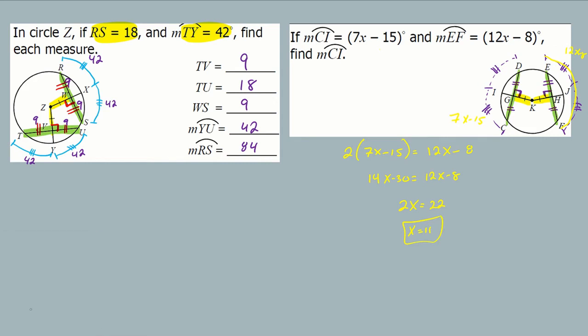Once we know that x is 11, we can go back in and substitute and find what we need. They're asking us to find the actual measurement of arc CI. Well, we know CI in terms of x. The measurement of arc CI is equal to 7 times x, which we just found to be 11, and then we subtract 15. And so 7 times 11 is 77. When we subtract 15 from that, we get the measurement of arc CI, which is going to be 62 degrees.